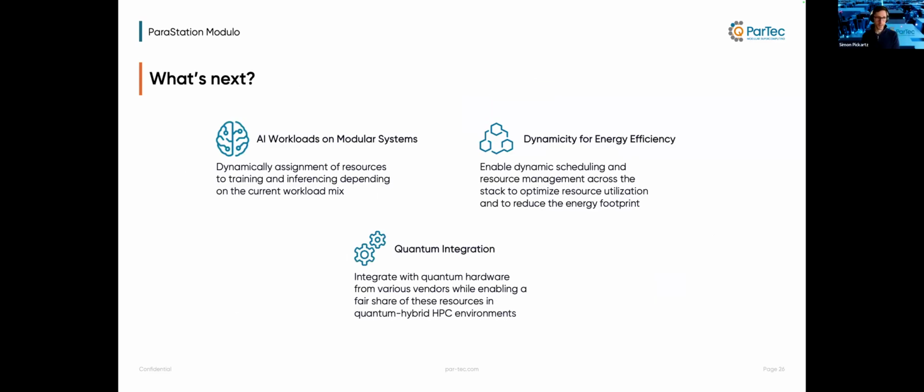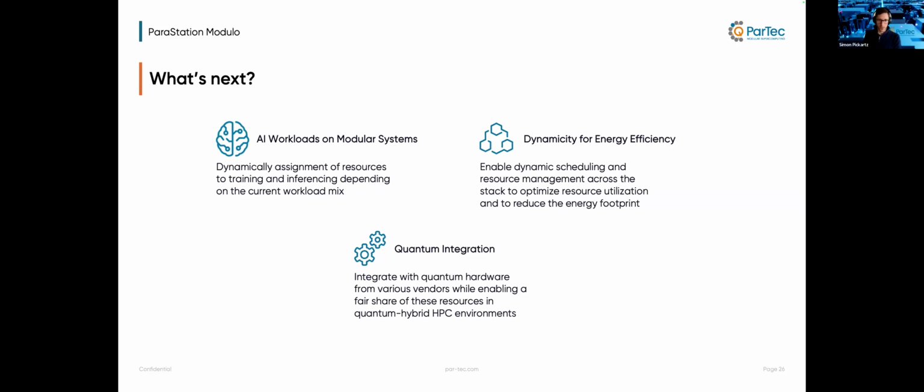Coming slowly to an end. So what is next from our side? We are currently extensively working on enabling the efficient execution of AI workloads on modular systems, so dynamically assigning the resources to the different phases and parts which belong to AI training, but also inference workloads, of course, leveraging the mechanisms such as malleability or the dMSA in general, as I mentioned before.